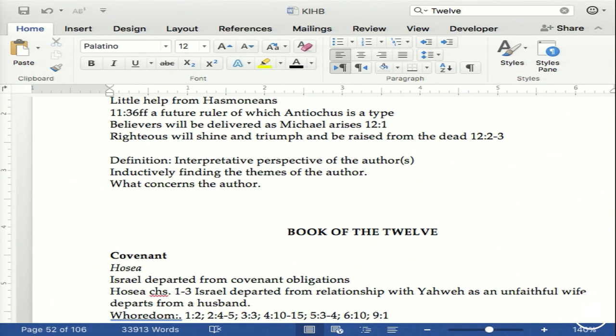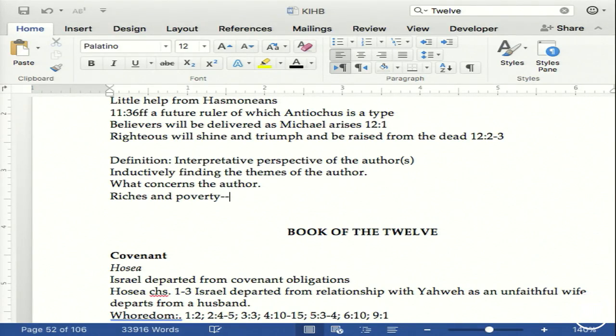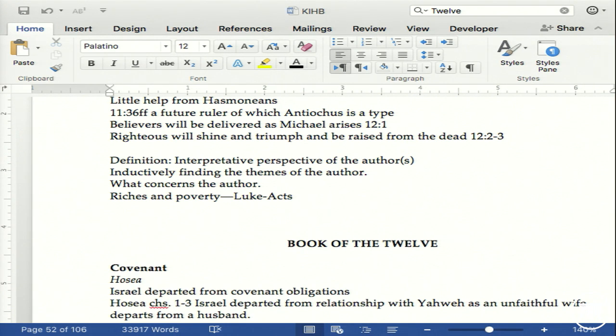So for example, I don't know if I did anything with it in this book. I did in my New Testament theology. But so for example, you won't find in a systematic theology, probably, maybe there's an exception, you won't find riches and poverty as a theme. But it's clearly a theme in Luke Acts, right? That's a concern of Luke. There's a lot on riches and poverty in Luke Acts. So, that's just an example of something that's not treated in most systematic theologies, but it's clearly a concern for Luke Acts.